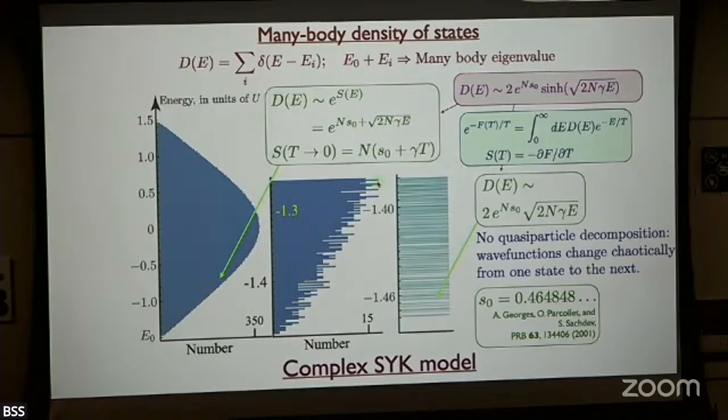Usually states near the ground state don't have volume law entanglement. These have volume law entanglement. Well, everything's connected to everything, so there is no area law anywhere. That's not surprising.